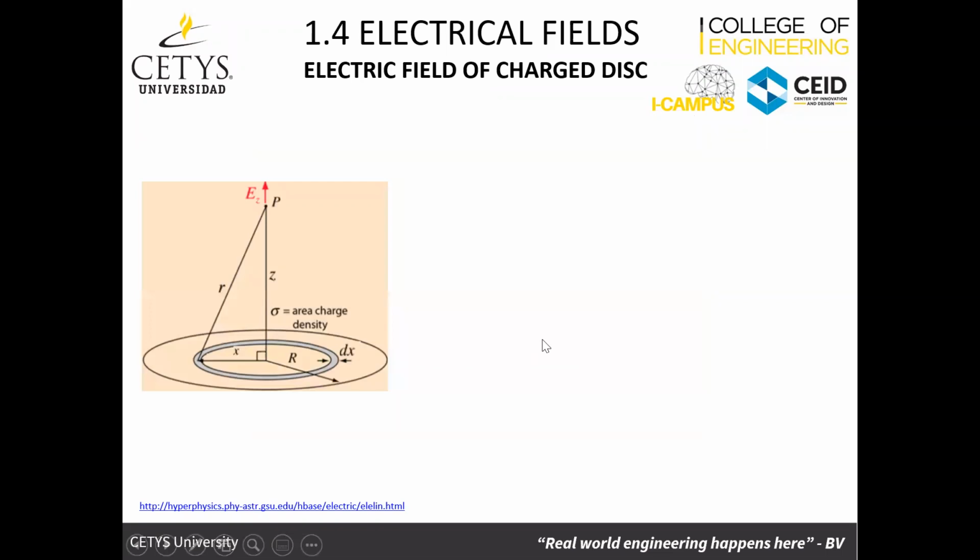So let's analyze this. Again, the situation is very similar to what we had done previously. So if we place ourselves here in point P, we are going to have the following. We are going to have an electrical field. I'm going to use another color there, I'm going to use blue. We're going to have an electrical field here.